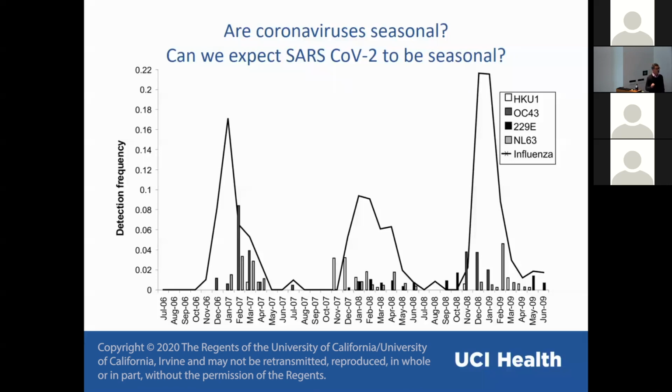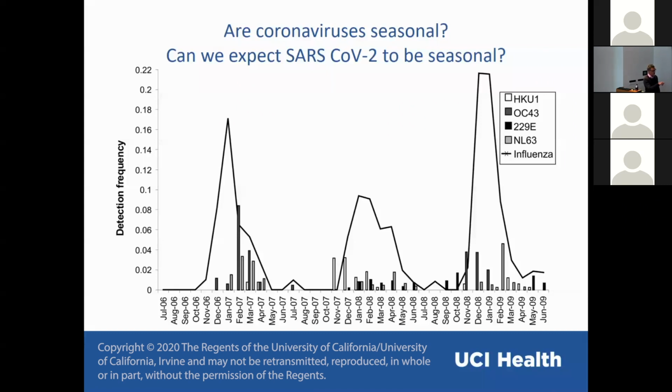But in any case, one thing we know for sure is that the common circulating human coronaviruses are quite seasonal in their ability to attack human beings. So what you see here is the line that represents influenza frequency over 3 years, 2007, 2008, 2009. And you can see that, as we all know, influenza activity peaks in the winter months, January, February.